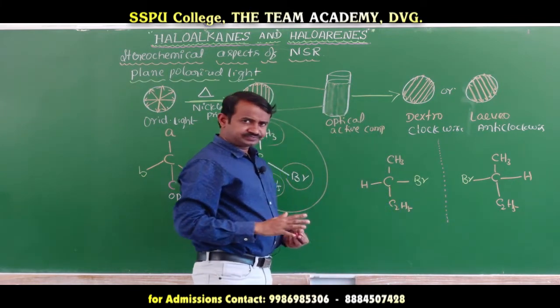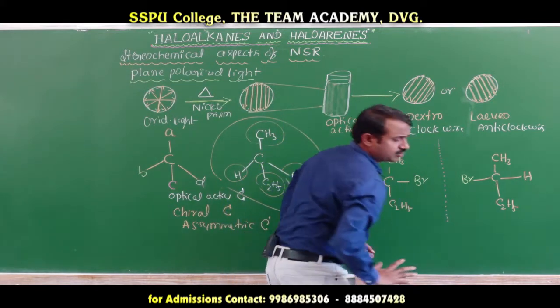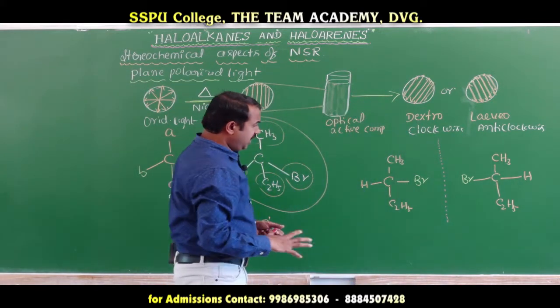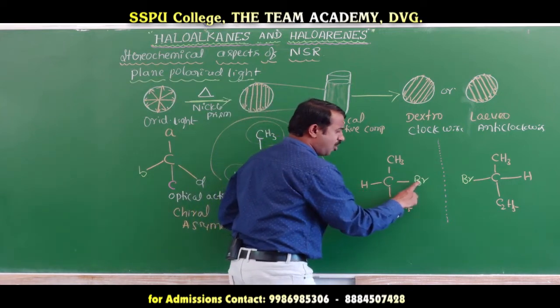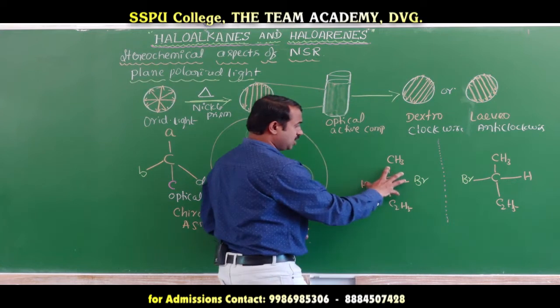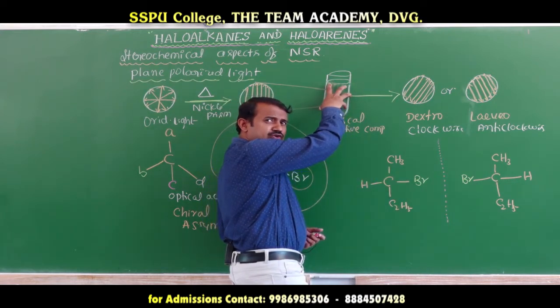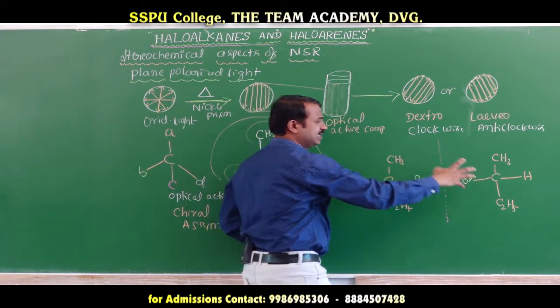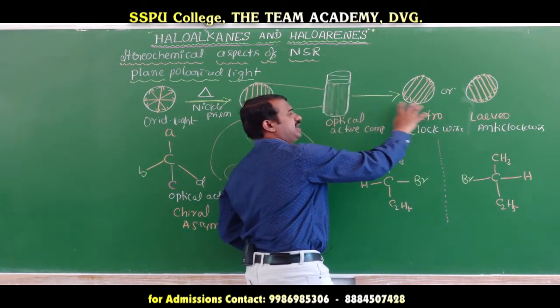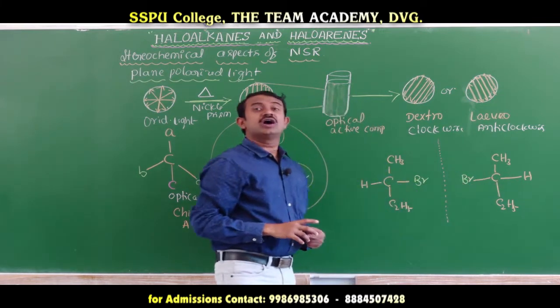Listen here. This is a compound, and this one is also a compound. If the bromide is on the right side, and the bromide is on the left side. Suppose I take this compound in a polarimeter instrument, it will rotate clockwise. This one, when taken, will rotate anti-clockwise. This is dextrorotatory and levorotatory.